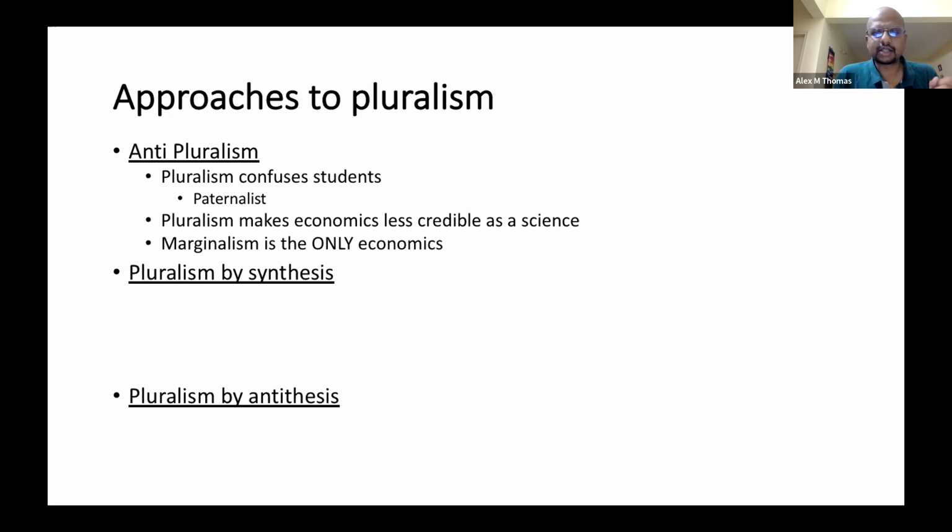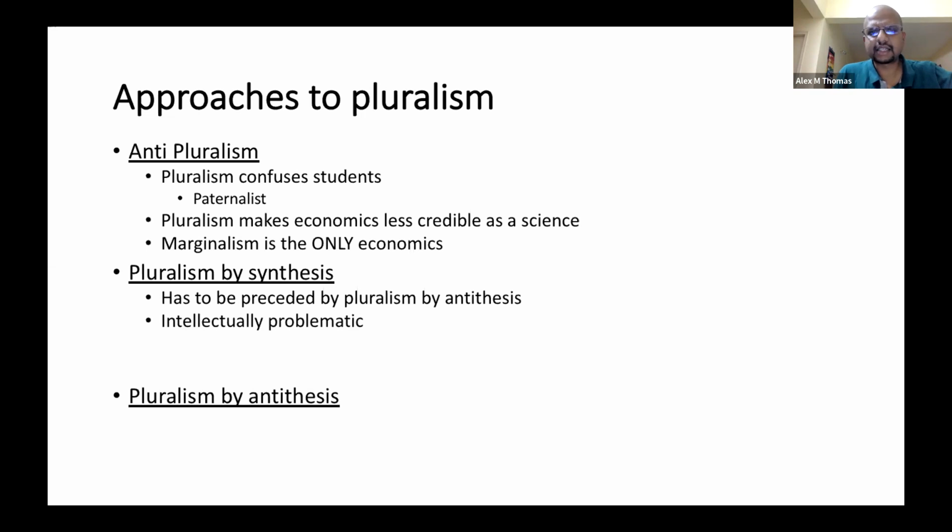Pluralism by synthesis is a slightly different way of going about it. I think that at least for introductory courses or for a bachelor's program, pluralism by synthesis, that is, you bring in A, B, and C, who might be working in different paradigms, together, has to be done only after the student is exposed to what these individuals are actually talking about. In that sense, I find it intellectually slightly problematic, because it is not clear whether I'm going with the fundamental views of Keynes, of Hayek, or of Samuelson or Marshall.